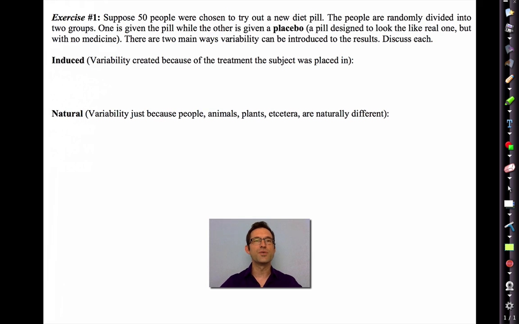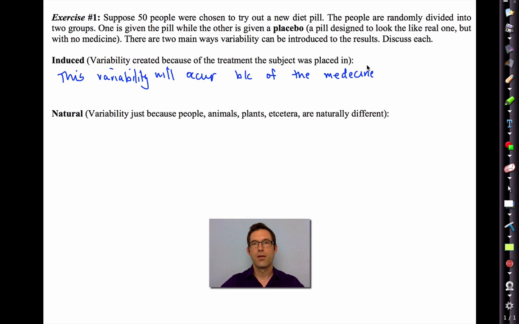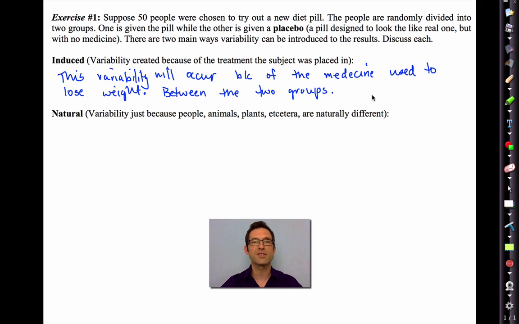All right. Well, induced. So the induced variability, this variability will occur because of the medicine used to lose weight. Or at least we hope that it'll occur, right? If we're the people that are making this drug. So this is going to be between the two groups. So, we expect, we don't know, but we expect that we'll get more weight loss in the group that took the pill than the group that didn't take the pill.